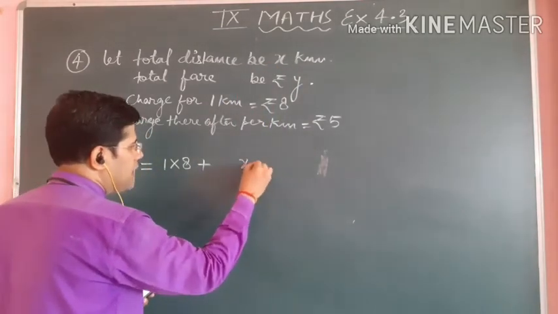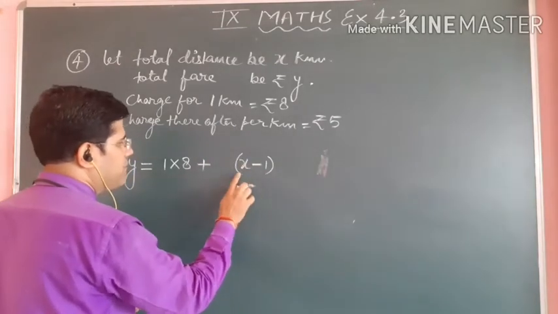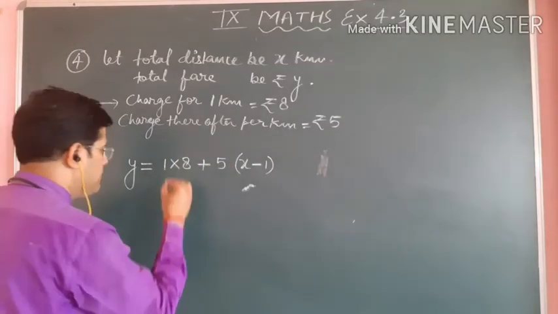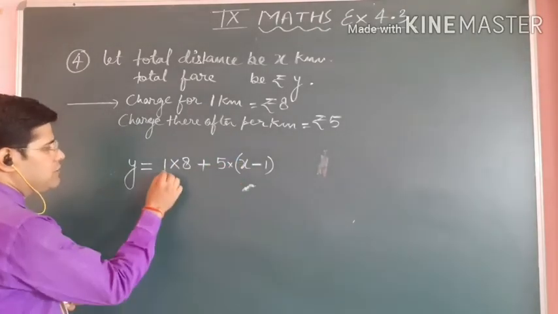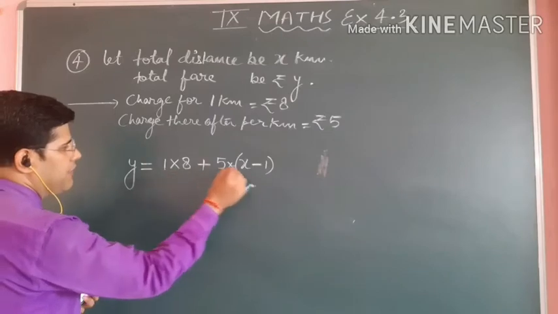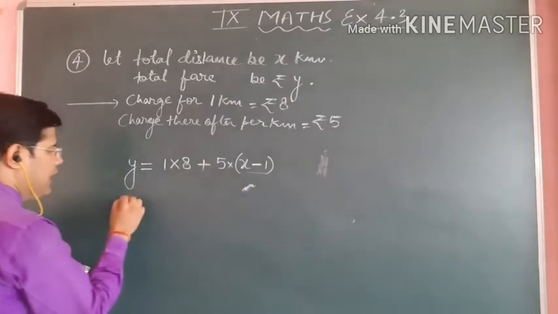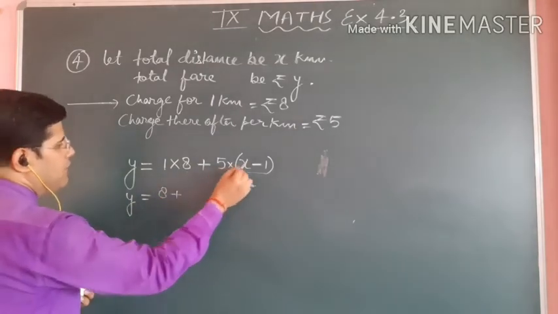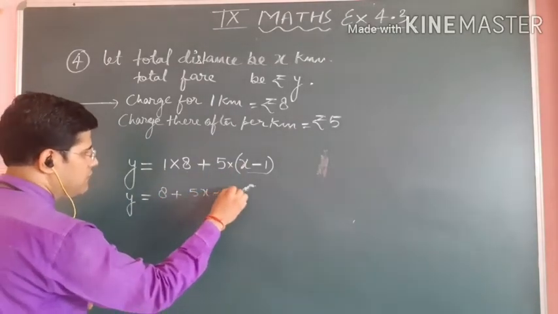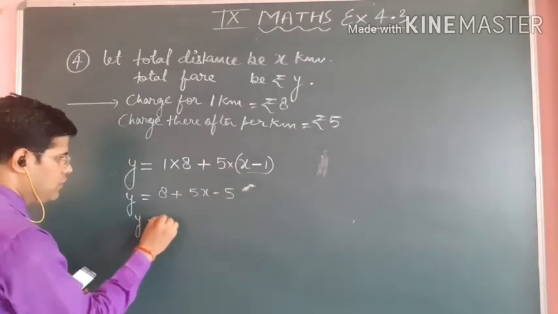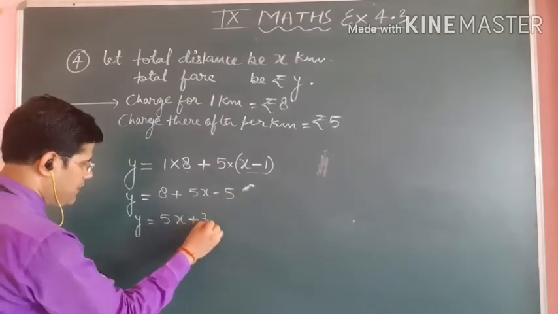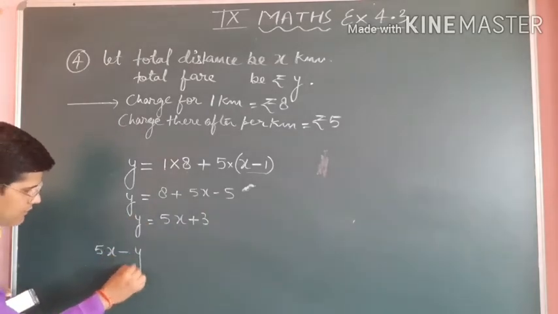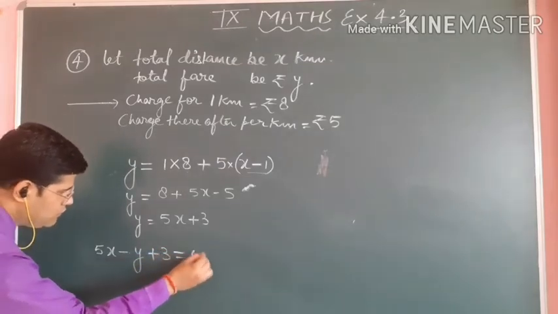Then the remaining distance is x minus 1, and we have to pay for the rest of the distance, x minus 1, at the cost of y per kilometer. So the first kilometer charge is 8 and the rest of the kilometers are charged at 5, and now we are going to solve it: 8 plus 5x minus 5. Now y is equal to 5x plus 3, and if you want to write it as an equation, 5x minus y plus 3 equal to 0.